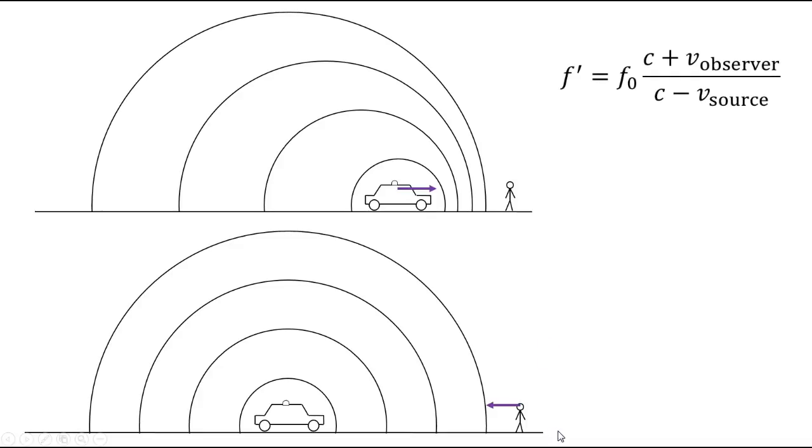The equation for the Doppler effect is this. F0 is the frequency that is actually emitted by the car. It's the frequency you would hear if the car was stationary and if the person were stationary. F prime is the frequency that the person actually hears. C is the speed of the waves, so how fast does sound travel? How fast do these compressions travel through the air?